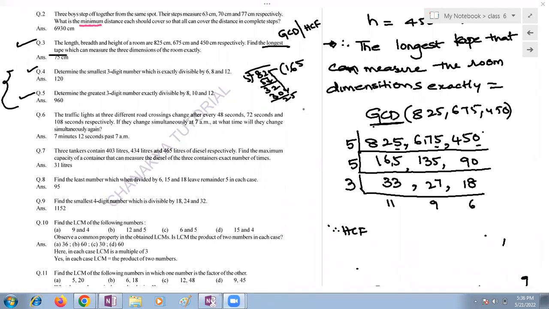Ma'am, I want to say my point. 9 and 6 are composite numbers, ma'am. They are not prime numbers. That's right. So we have to take them to prime numbers, then only we can continue our multiplication.